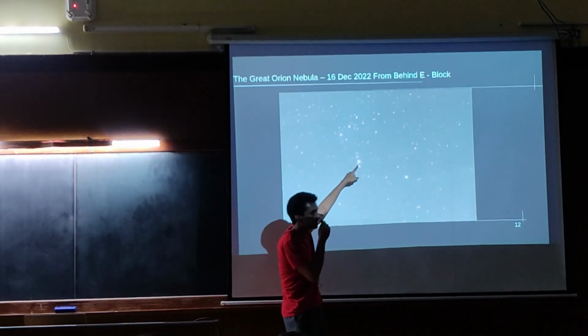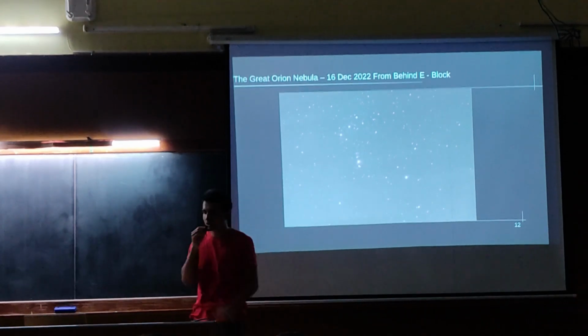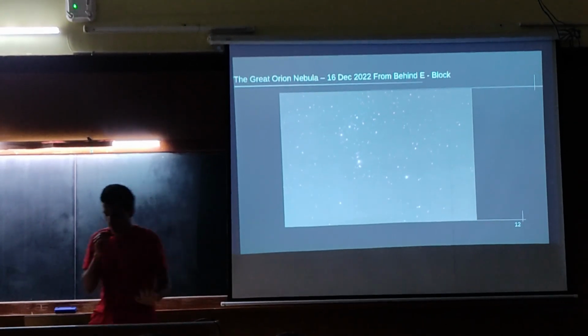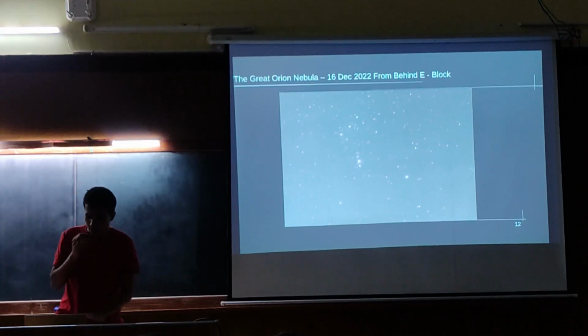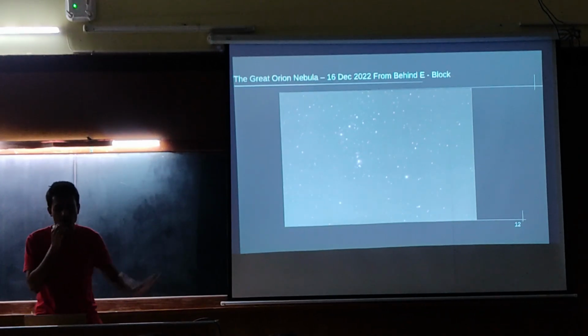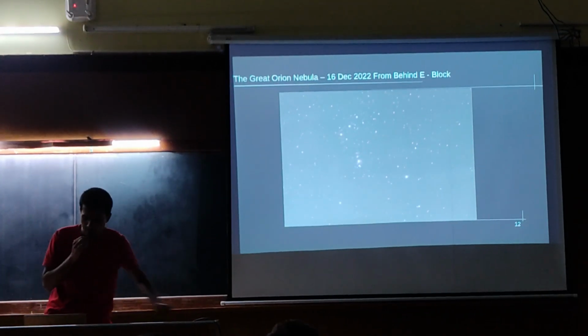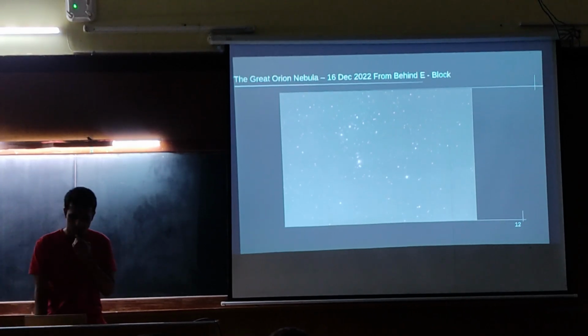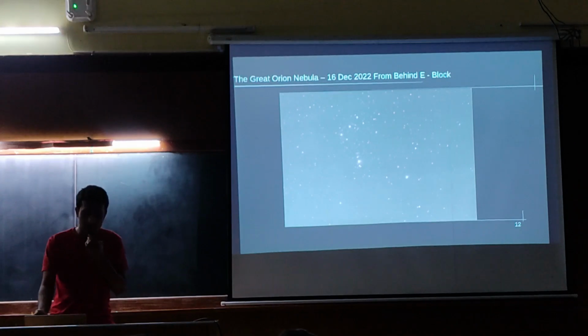You can barely see it, but it's also smeared. That's what I need you to know for now. This was taken behind E-block. E-block is a building near the galaxy, and behind that we took this image on 16 December, I think. This is a stacked image. We took around 180 images and stacked them to reduce the noise. And you can see the stars clearly in these images.